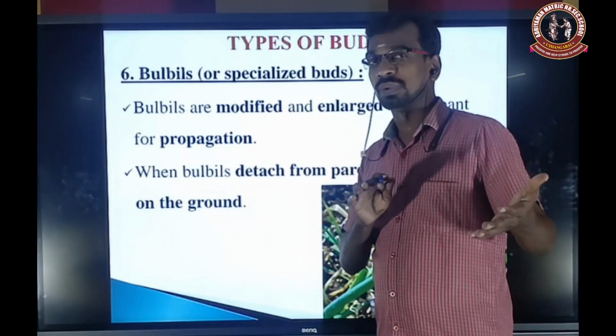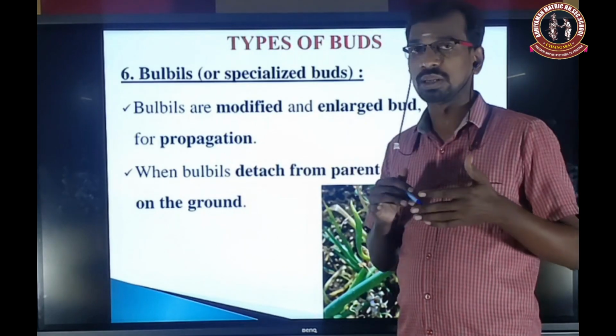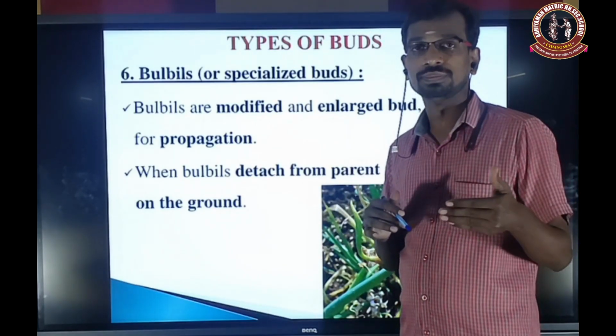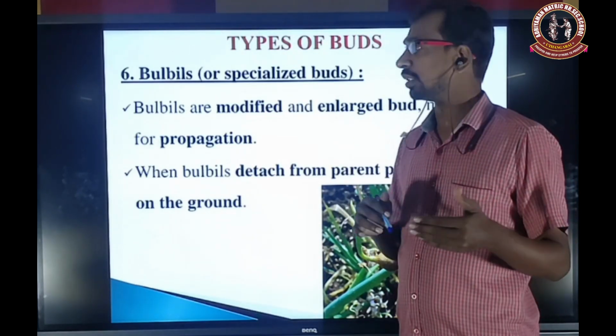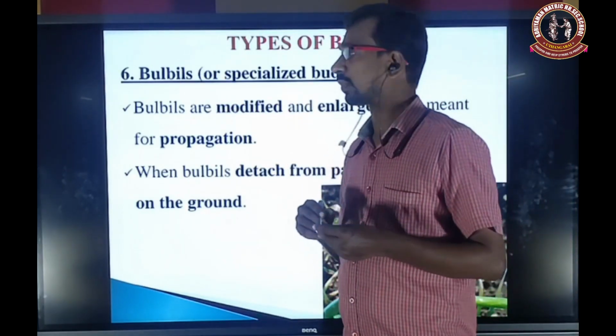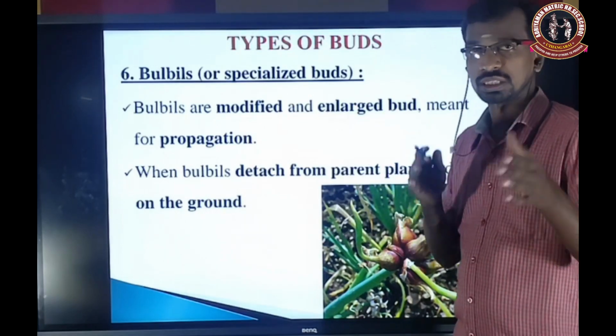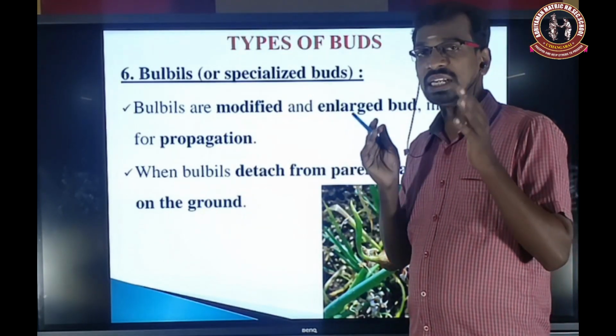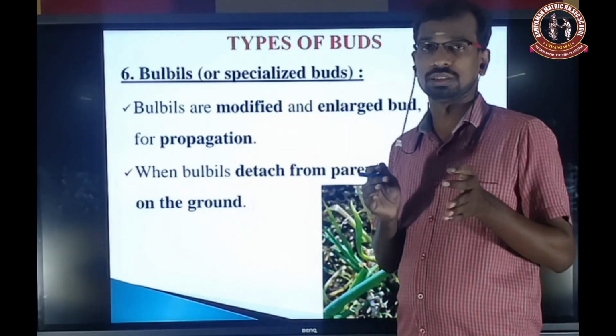So that's all about the buds. There are different types: radical, foliar, cauline bud, like that. Next, we are going to see the bulbils or specialized bud. It's another type, mainly meant for propagation.